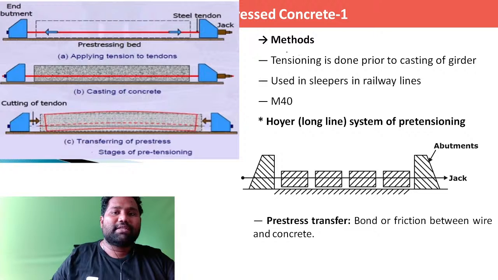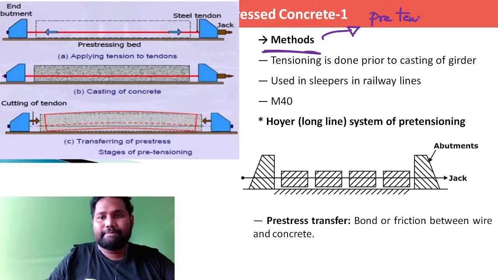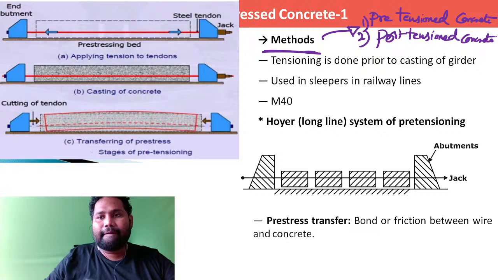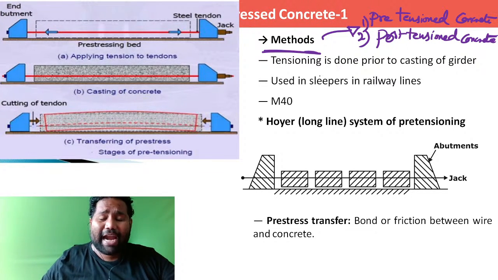So the methods I already mentioned, two methods are there. Two methods of pre-stressing: one is pre-tensioned concrete, the second one is post-tensioned concrete. Now, this I had already talked about. I had already shown you a sketch of how we can manufacture this pre-tensioned concrete.